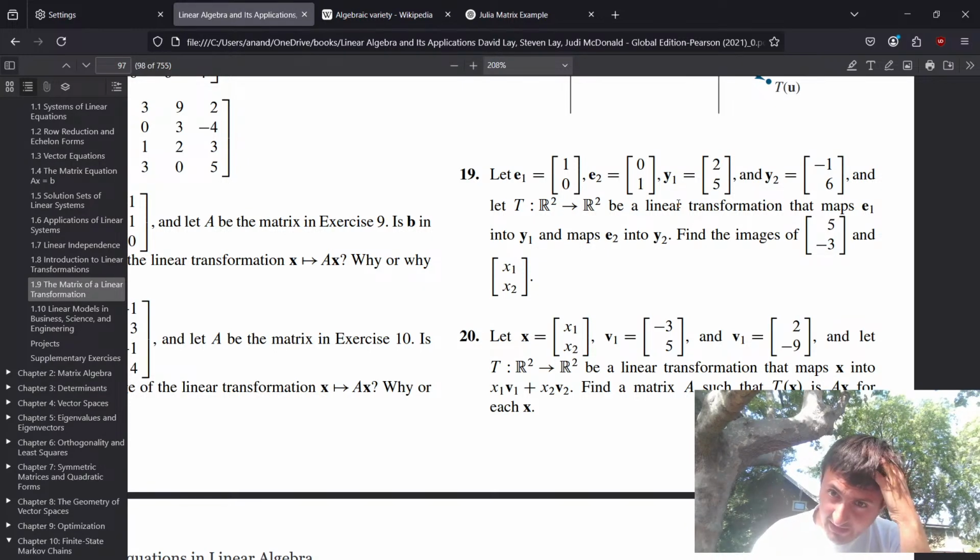And for that, we're going to have [A, B; C, D] times 0, 1 equals what? Minus 1, 6. So we're going to get B equals minus 1, D equals 6. So the full matrix of T is equal to [2, minus 1; 5, 6].